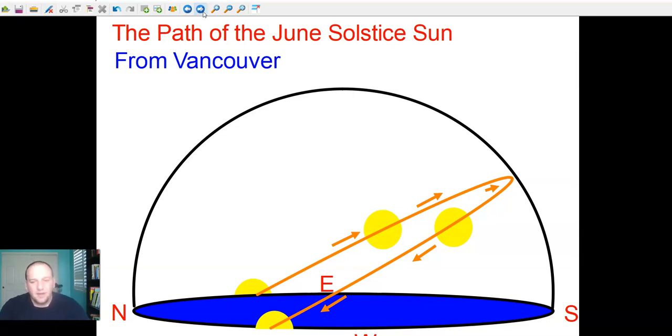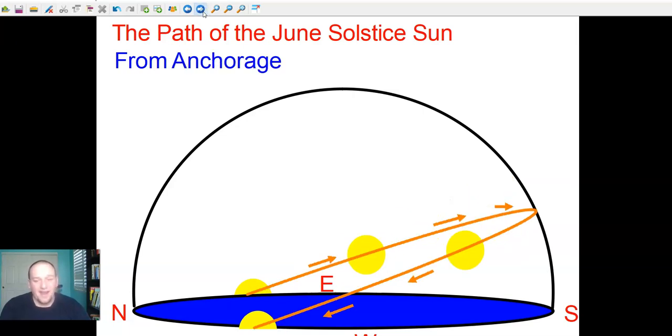So in Vancouver, at the beginning of summer in June, you're going to have a very, very long day and a very, very short night. To the point where if you move all the way up to, say, Anchorage, Alaska, you get an incredibly long day and a very short night on the June solstice. And if you keep going farther and farther north, those two planes start getting closer to one another.